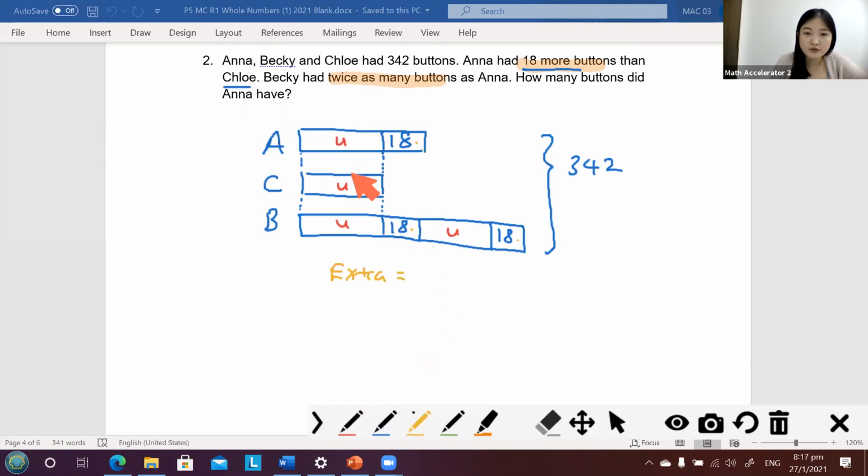So 4 units. In order to find the 4 units, do you need this extra 18s here? They're all part of the 342. Do you want the 18s to be in there? No, right? So if you don't want the 18s, let's take them away. So 18 times 3. Let's find the total extra first. How much will you get? Okay, 54. Yes, Hakim, you can minus also, okay.